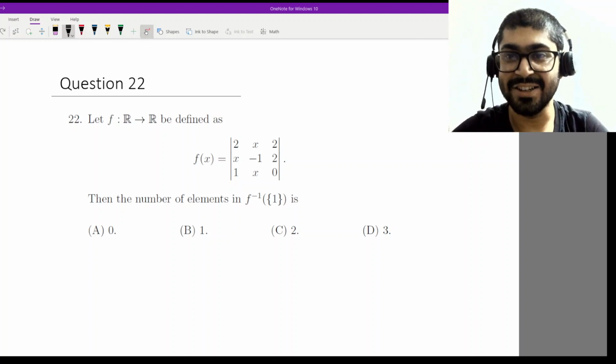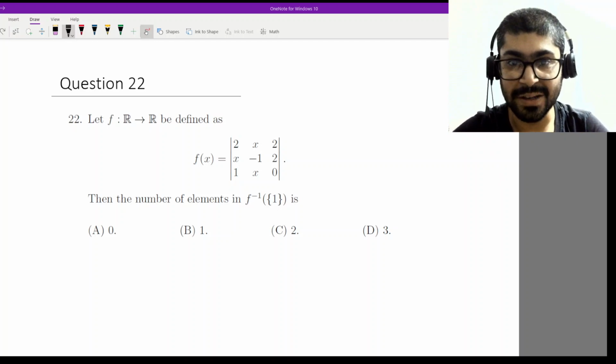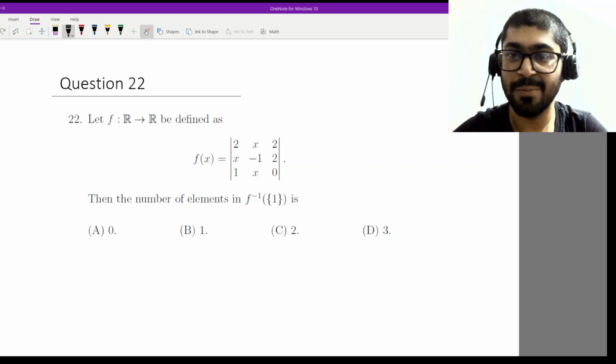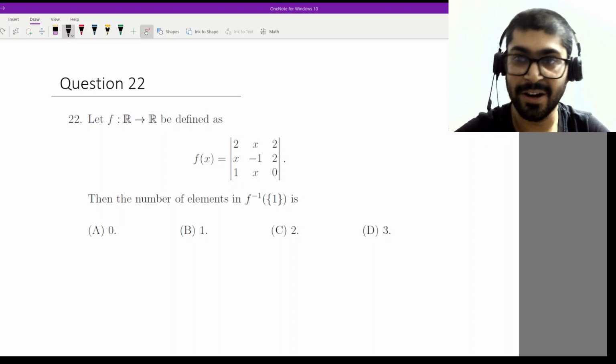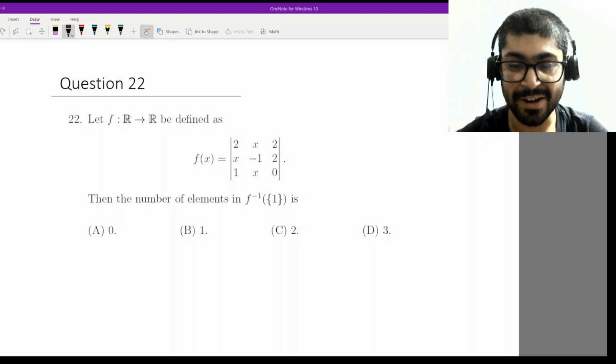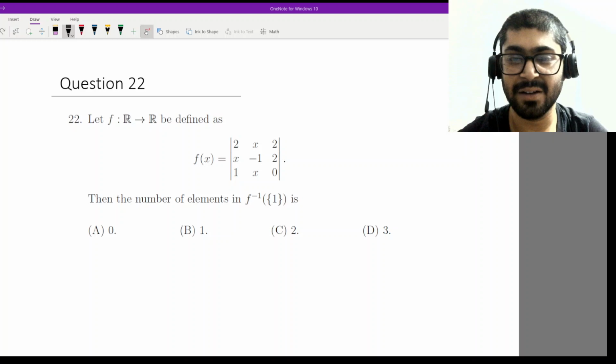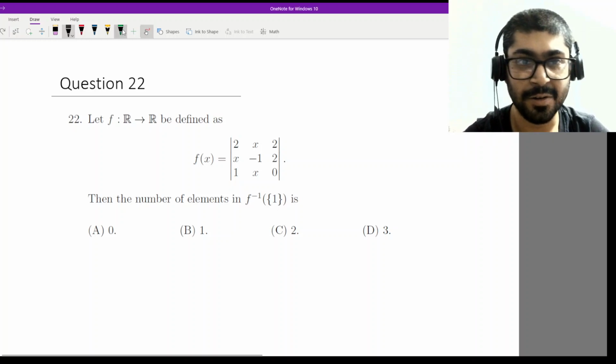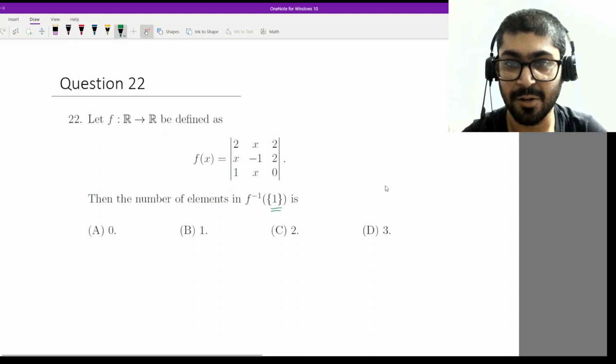Now 1 is an integer, right? So its fractional part is 0. So basically we have to find f inverse 0. How many solutions are there to f inverse 0? Now this question looks a bit tricky if you look at it from different angles, but there is a constant here, right? So this is fraction part of 1.